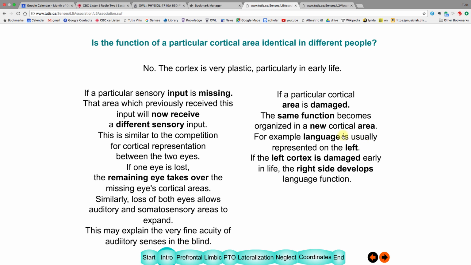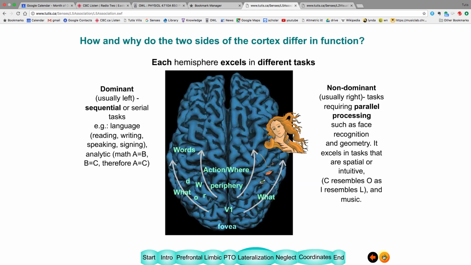So language, for example, is usually represented in the left. But if you have damage in early childhood, that area will move to the other side and be represented just as functionally on the right side. Now, also the two halves of the brain aren't identical. One side, usually called the dominant side, usually the left, has certain functions, and the other is called the non-dominant side.